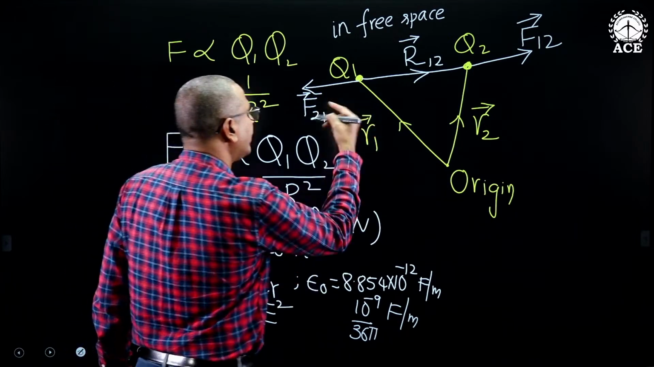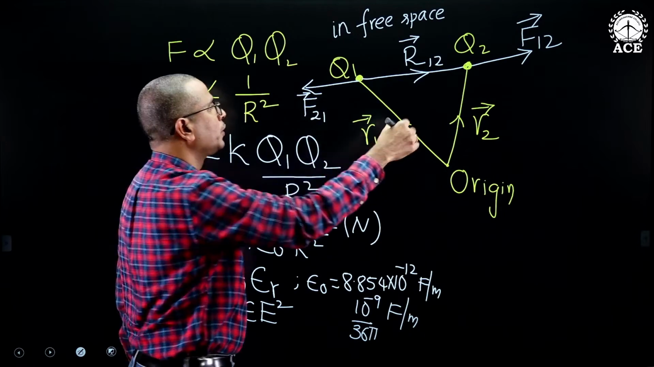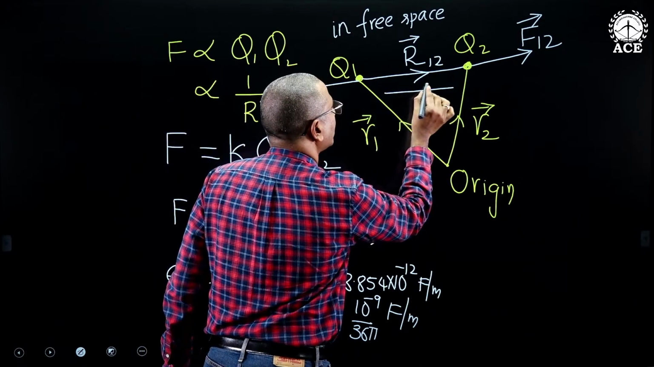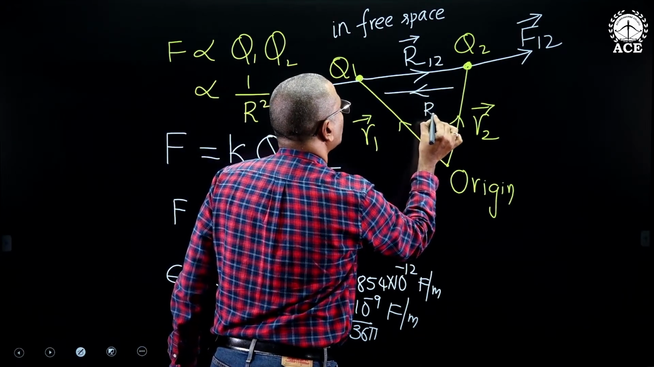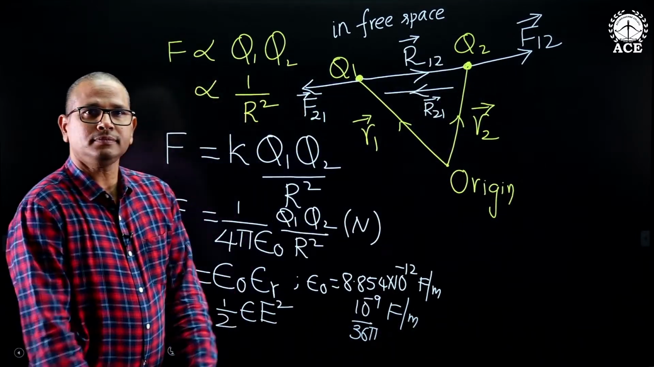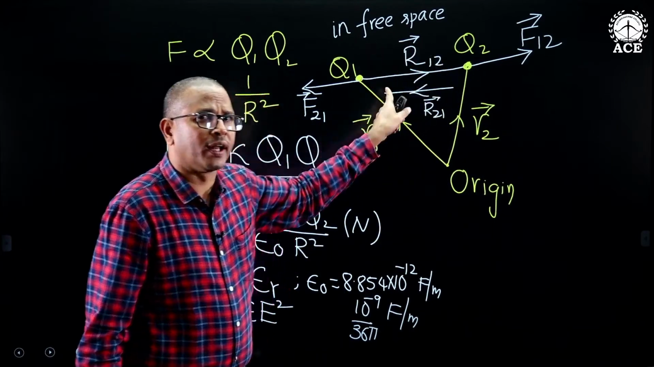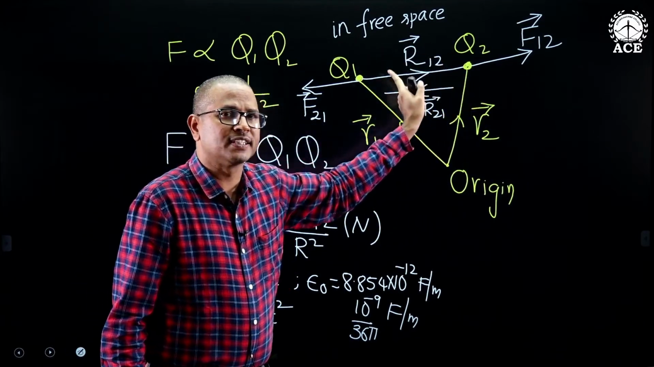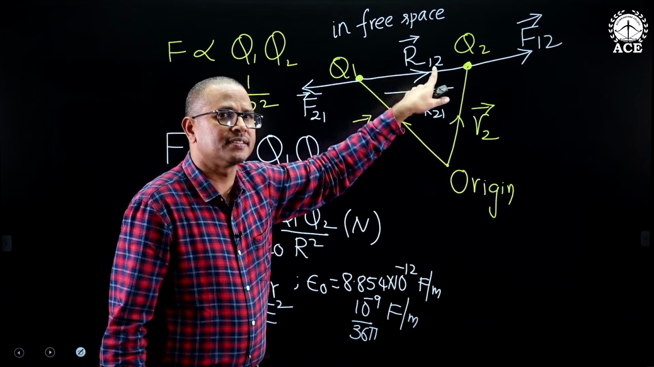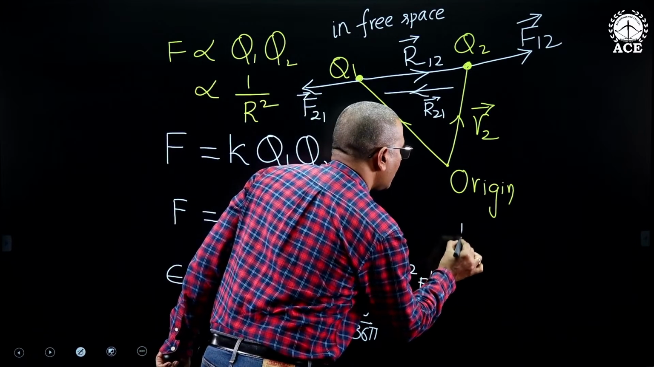If we wish to find the force on Q1 due to Q2, I must draw the displacement from 2 to 1. Let us take this as R21 bar. So what is R21 bar here? It is the displacement from 2 to 1. 2 is initial, 1 is final. Then final minus initial, 1 minus 2. So I'm just giving you this information.